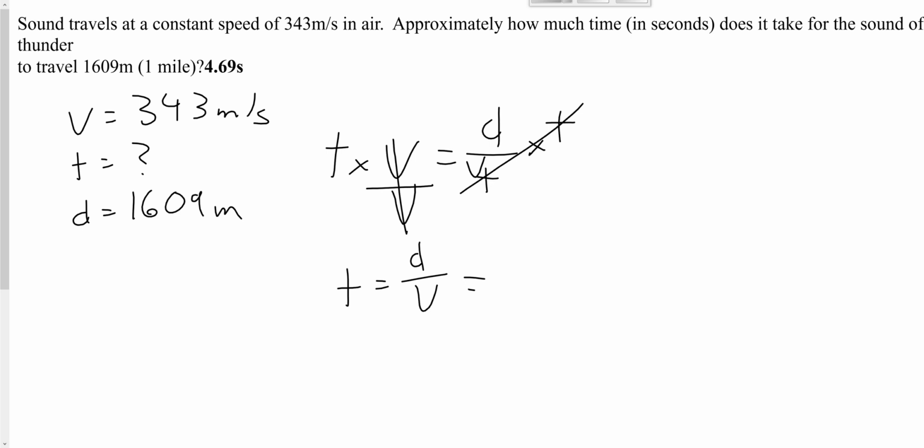So that's going to be 1,609 meters divided by 343 meters per second, and that's going to give us 4.69 seconds. So if lightning struck a mile away from you, you'd be able to count to almost 5 before you would hear the sound of the thunder. And that's always how you can tell.